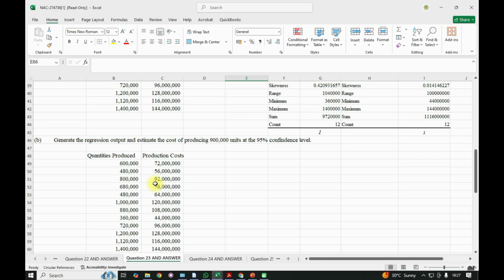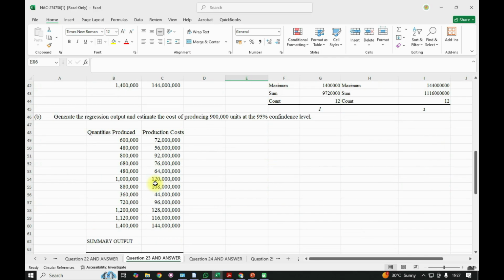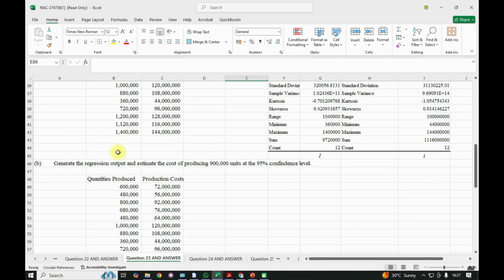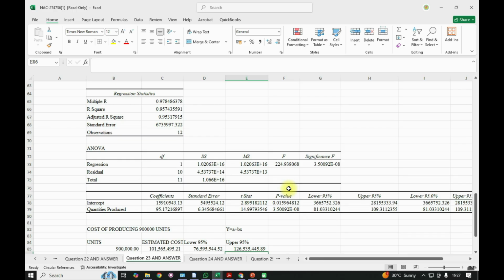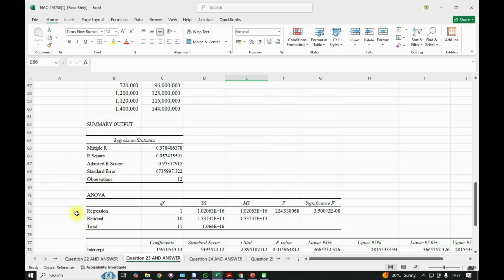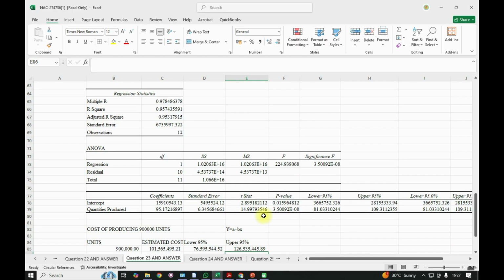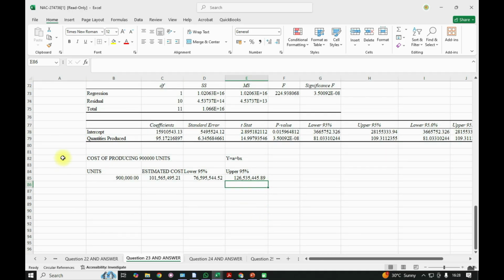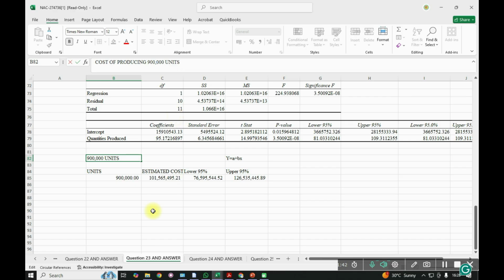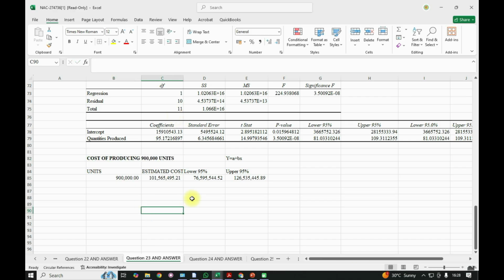So that is how you are to get the 12 marks for the second part, where you are to generate the regression output and estimate the cost of producing 900,000 units at 95%. So we have done that. These are the regression outputs that we have generated, and we have already estimated the cost of producing 900,000 units.